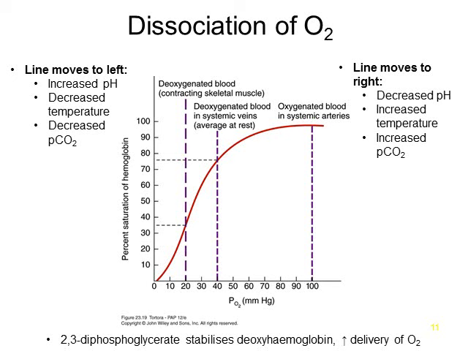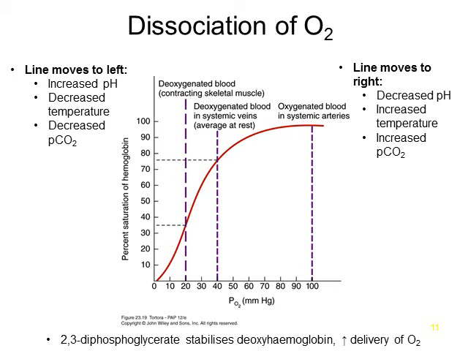Towards the middle of the curve, we have deoxygenated blood in the systemic veins. So this is blood that has passed through the capillary beds of the tissues and is now in the systemic veins returning to the heart. If you look at any given partial pressure of oxygen, in this case, say 40, the percentage saturation of haemoglobin has dropped to 75%. That shows that there's still a considerable amount of oxygen available in deoxygenated blood. However, it has decreased from the value we saw in the oxygenated blood in the systemic arteries.